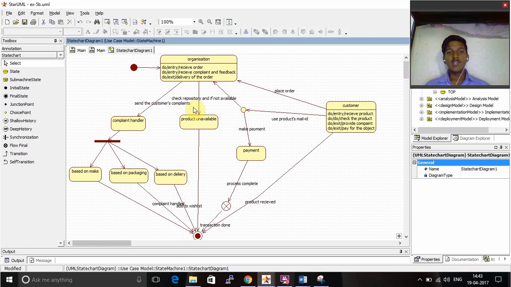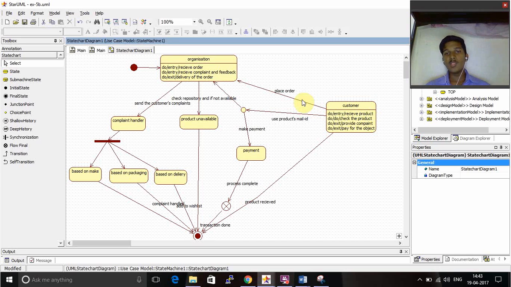Next, in the organization, if the product is unavailable when receiving the order, that is, the organization has received the order and the product is unavailable, then it will be sent directly to add to the wish list, and sent to the stop. And starting and exit. And for the customer, if the customer receives the product, do entry.